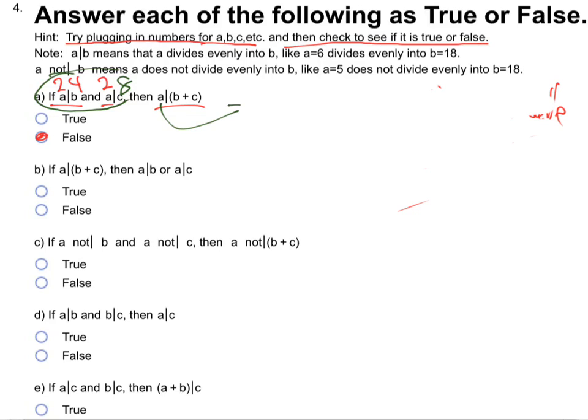Does A, what was A, 2, go into B plus C? What was B and C? 4 and 8. 4 plus 8. Does it go into 12? Yeah. It does. So does that mean it's always true? Probably, but that doesn't for sure mean it's always true, right?